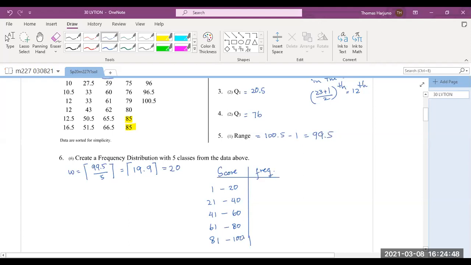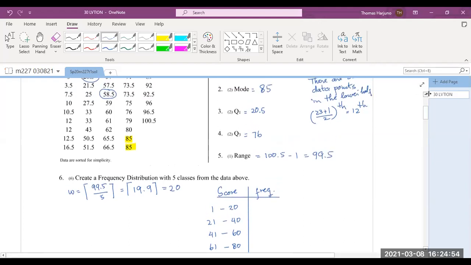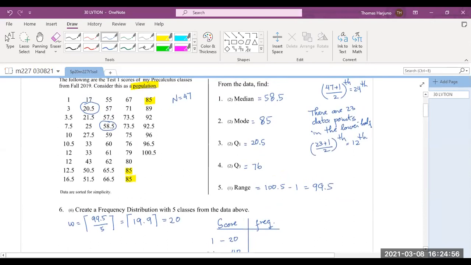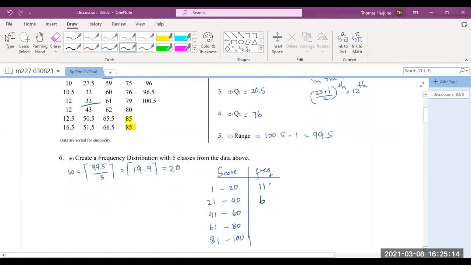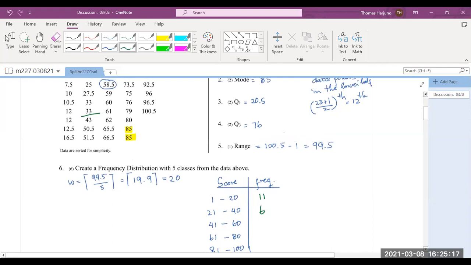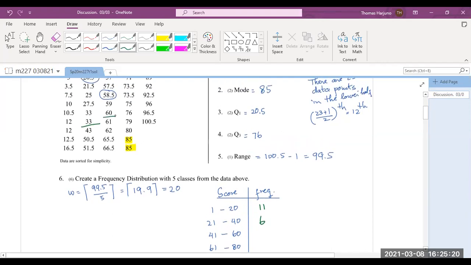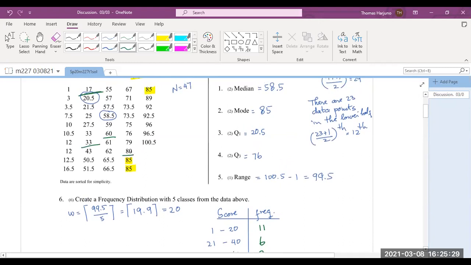Okay, now then from 1 to 20, how many? From 1 to 20, there are 11. From 21 to 40, there are 6. From 41 to 60, there are 9. From 61 to 80, there are 12.